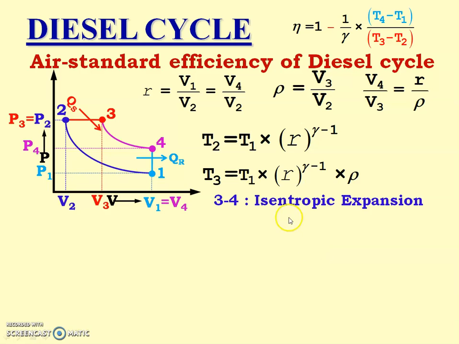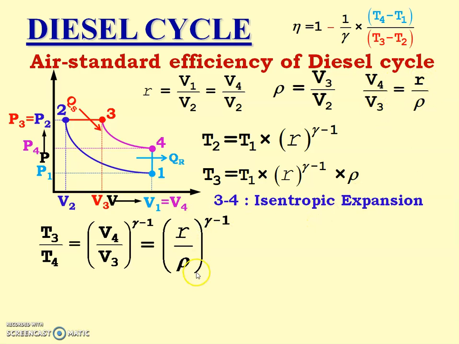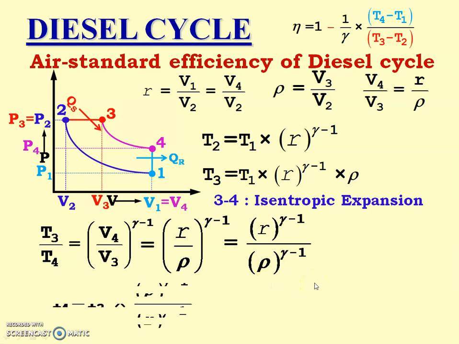Now next process, isentropic expansion, that is 3 to 4. T3 by T4 is equal to V4 by V3 raised to gamma minus 1. Now what is the V4 by V3 ratio? We have already calculated: V4 by V3 is R divided by rho. So that is equal to R divided by rho raised to gamma minus 1. So we can write down R raised to gamma minus 1 divided by rho raised to gamma minus 1. So T4 is equal to T3 multiplied by rho raised to gamma minus 1 divided by R raised to gamma minus 1.